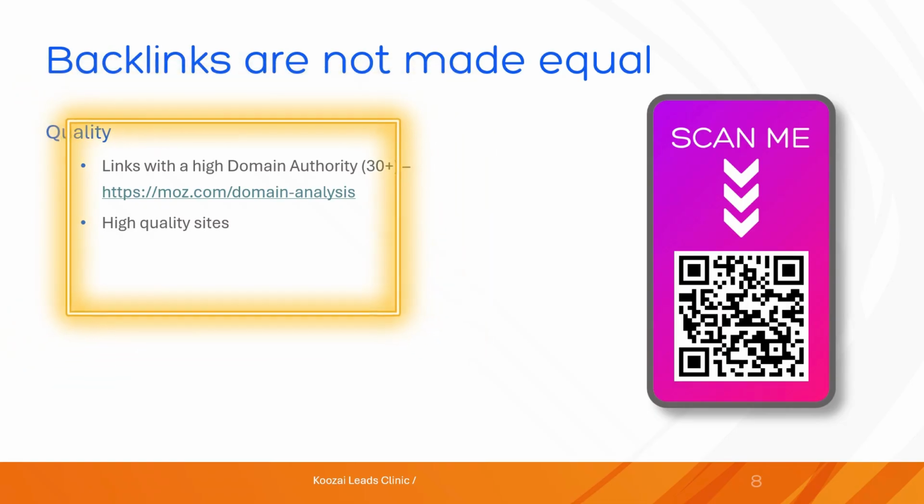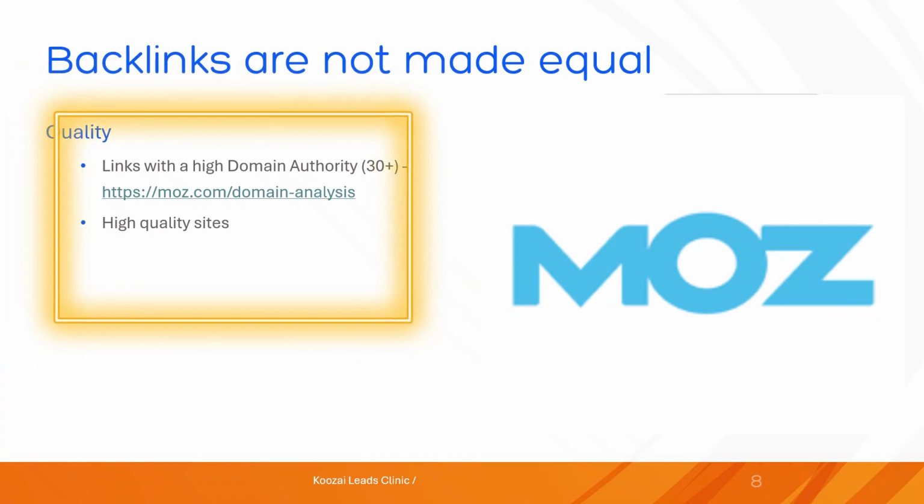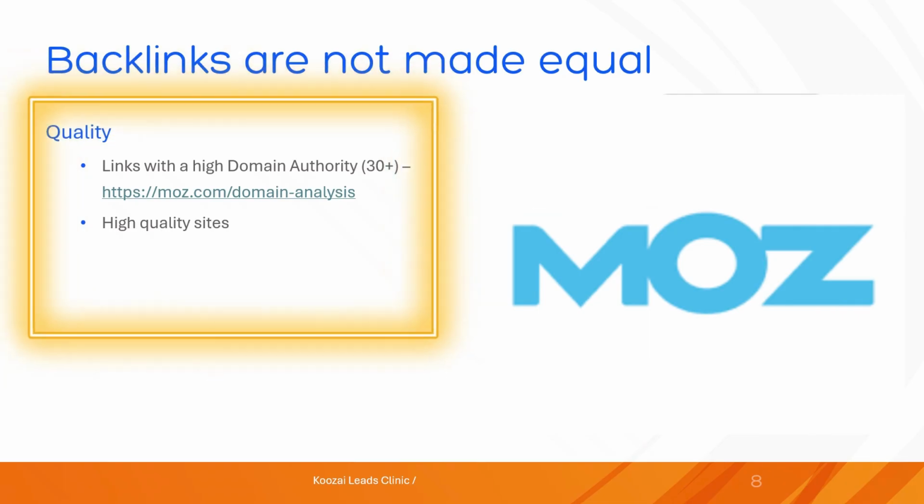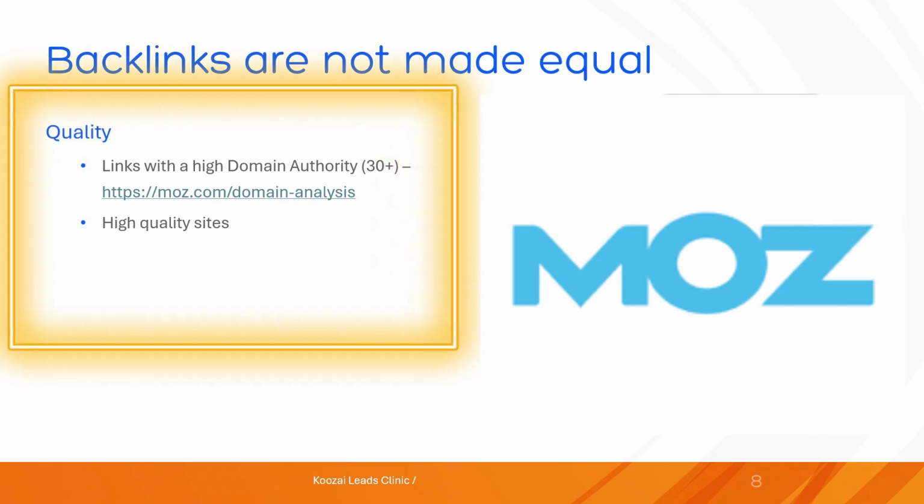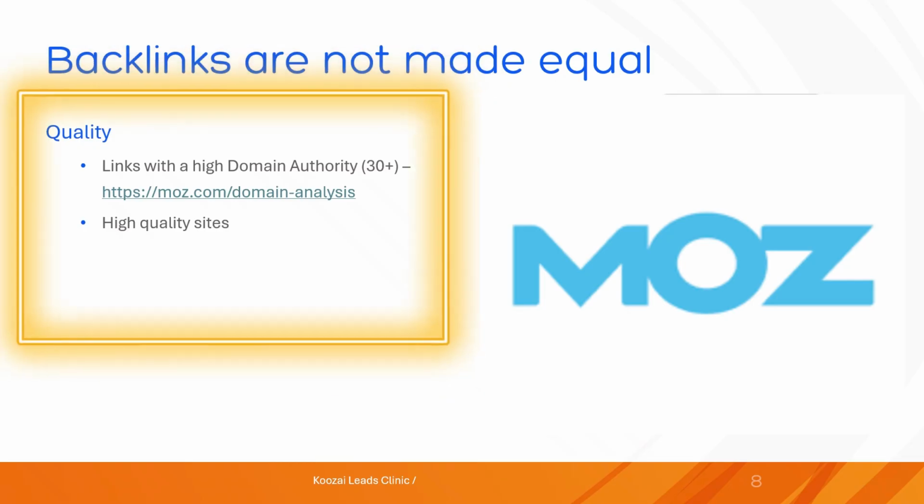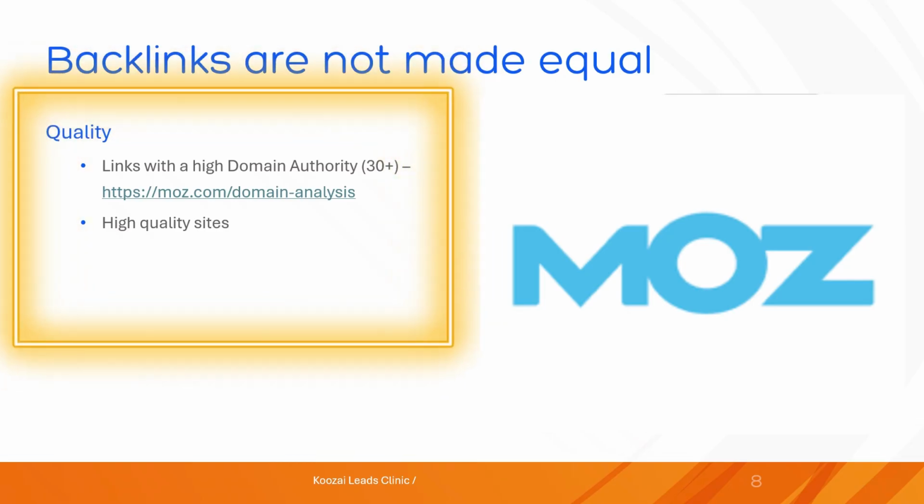As I mentioned earlier, domain authority is a metric by Moz. It measures the authority of your website in search engines, essentially. It's on a scale of 1 to 100, with 1 being the lowest and 100 being the strongest. And if you're interested in finding out about the domain authority of your own website, you can do so. Moz has a free domain analysis tool.